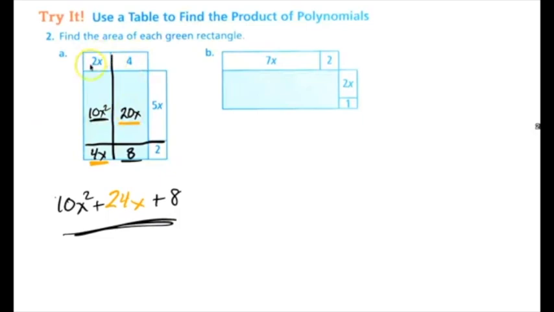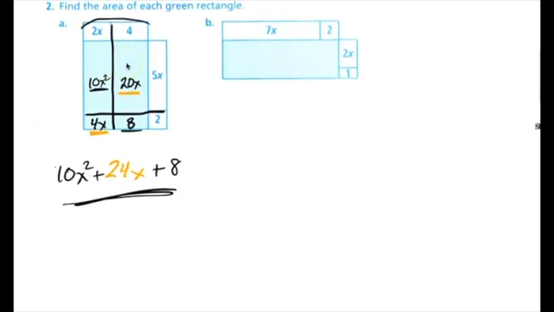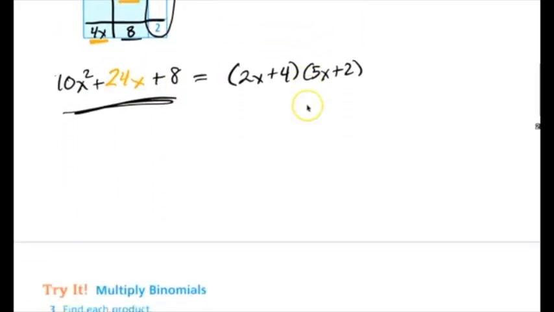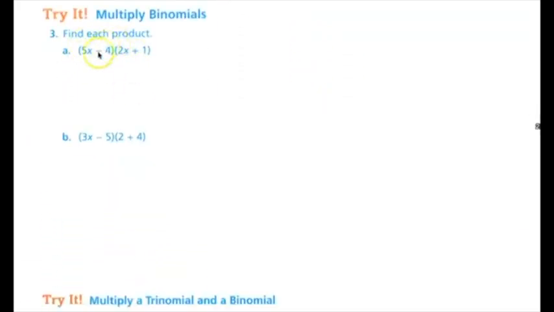If you notice, in this case, what we did was we multiplied this one here, which is 2x plus 4, times this one here, 5x plus 2. We multiplied a binomial times a binomial, and we got this. We got a trinomial. Okay, I'm going to skip down. That's what's happening here. We want to multiply these two products.